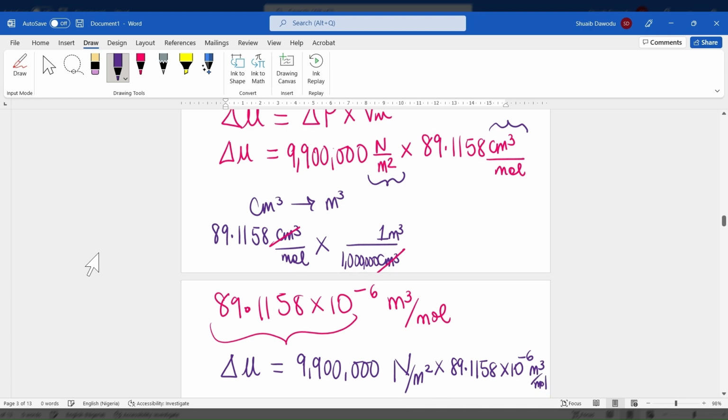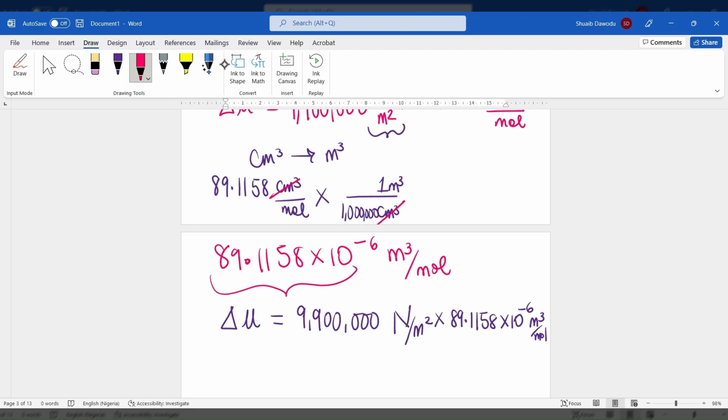So now that we have the same units, we can cancel out the units. We can cancel out meters squared, and we can cancel out the meter cube from it, and we still have meters left. So we have 9,900,000 Newton times 89.1158 times 10 to the power of -6 meters per mole. So that is it. When we put this information in our calculator, we end up getting 882.246 Newton meter per mole.